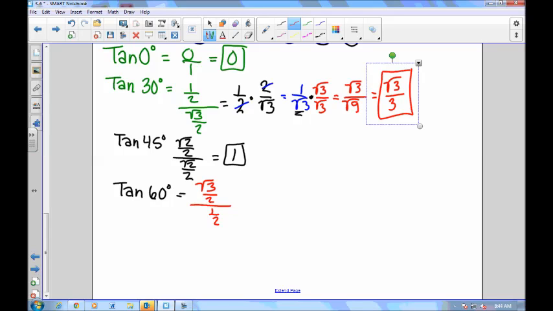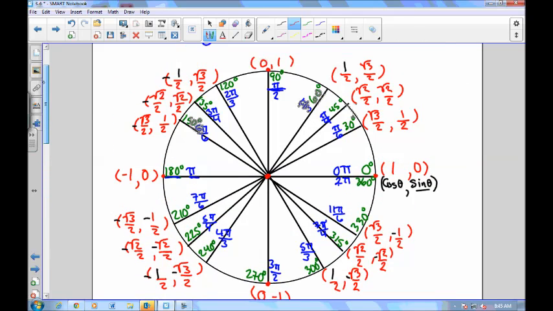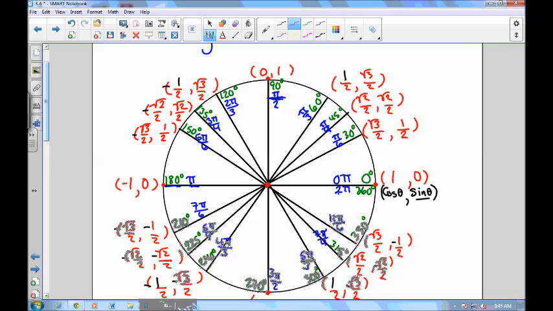Why is it? Because sine is in the numerator, and sine is the second coordinate. Because sine is vertical distance. Sine's the second one. Remember how we wrote it right here? Sine second, cosine first.